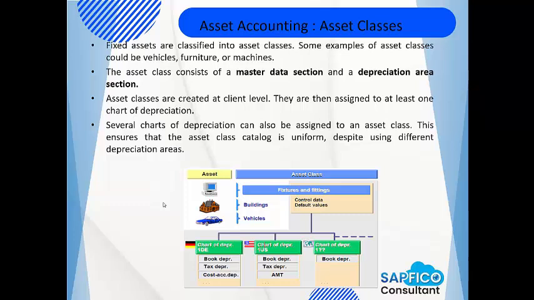Normally an asset class is a catalog which is uniform across depreciation areas or across charts of depreciation. We typically have various classes of assets, for example, furniture and fixture, building, vehicles. We have assigned the default values as well. Here, if you see, the asset classes are there, and these are the charts of depreciation being used, 1D, 1US, and all that.